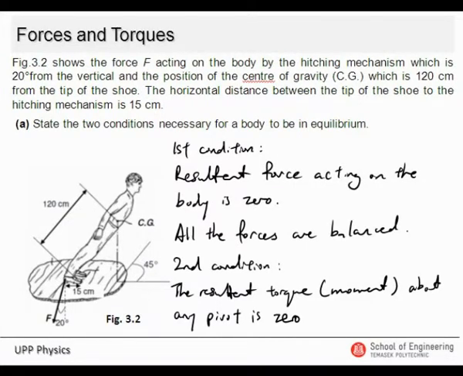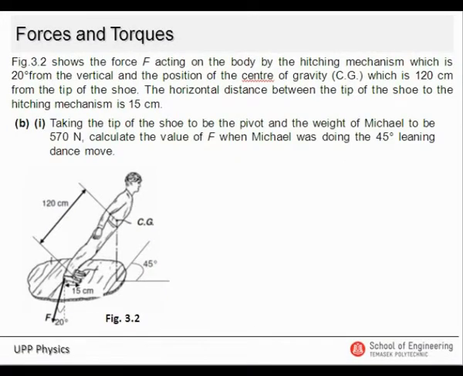So these two conditions are necessary for a body to be in equilibrium. Take note what is meant by equilibrium. Equilibrium in layman's terms means that it is stationary at rest. It is not moving, it is not rotating. So this is what is meant by equilibrium. Let's take a look at the next part of the question.